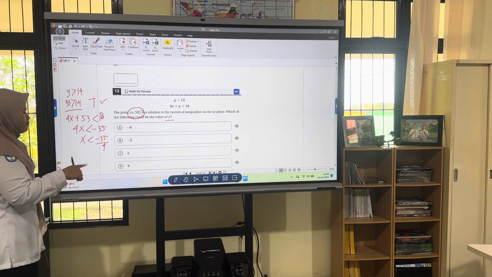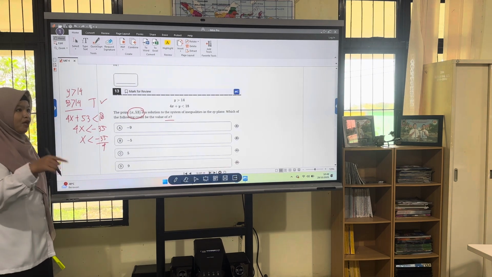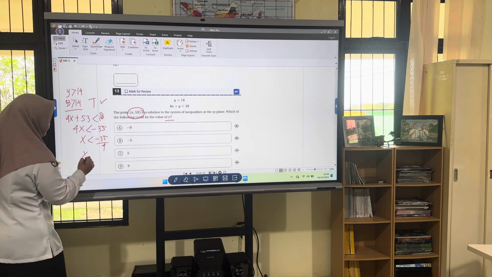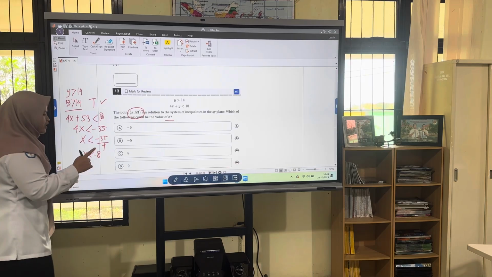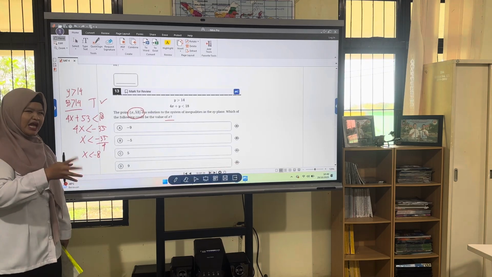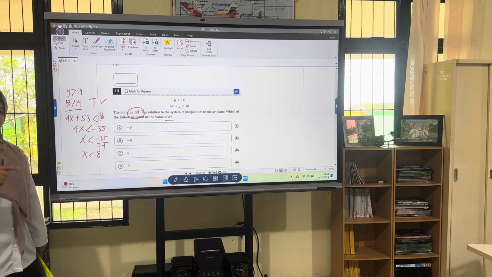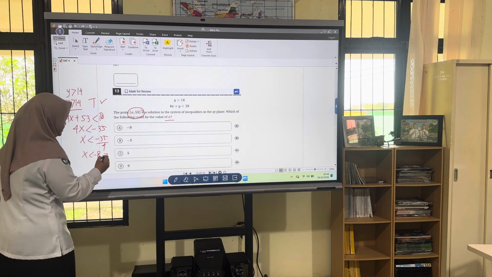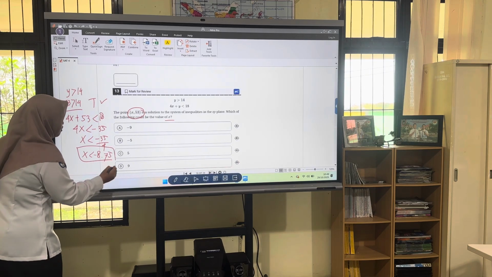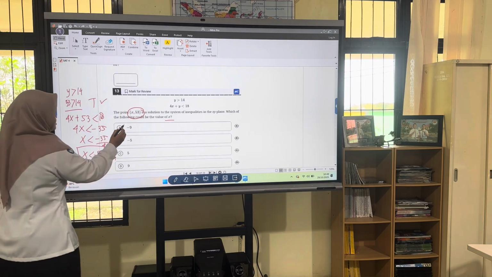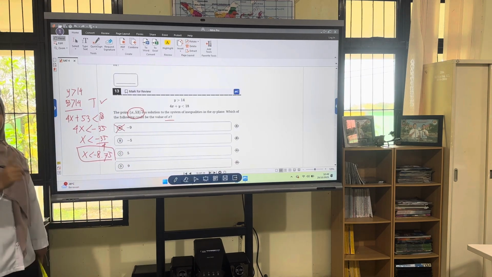So you divide minus 35 by 4. Because we know minus 35 divided by 4 will be 8, and then we still have the leftover value, 3 over 4, which means 0.75. So the smallest one from this information, who? So the answer will be minus 9.